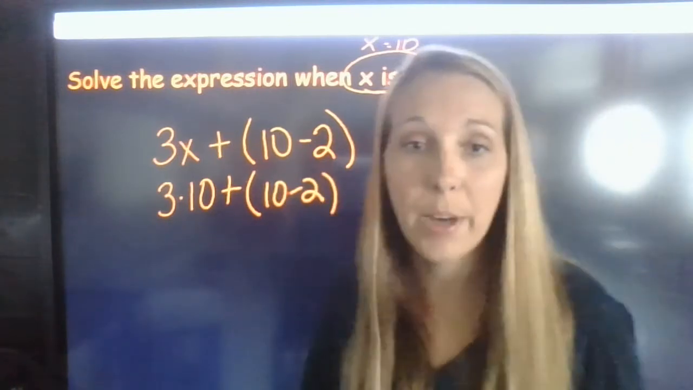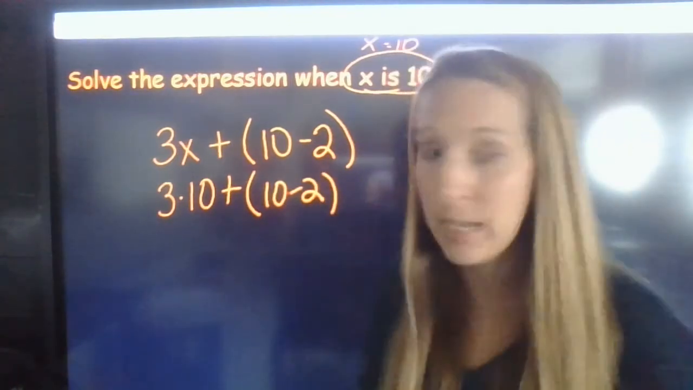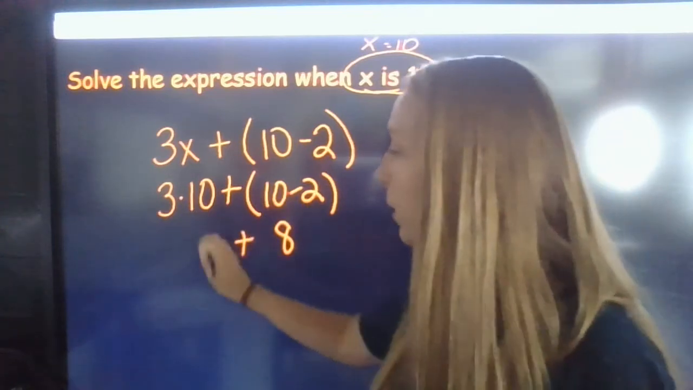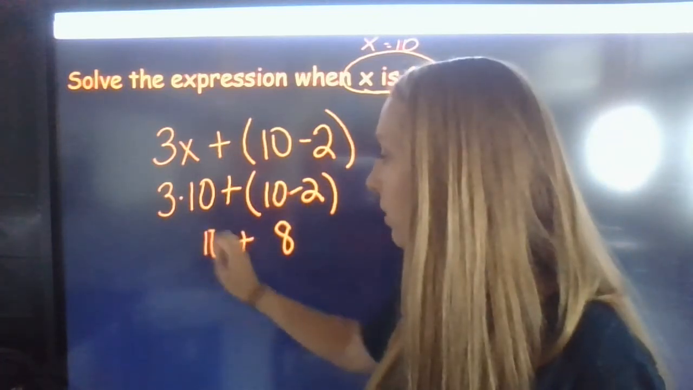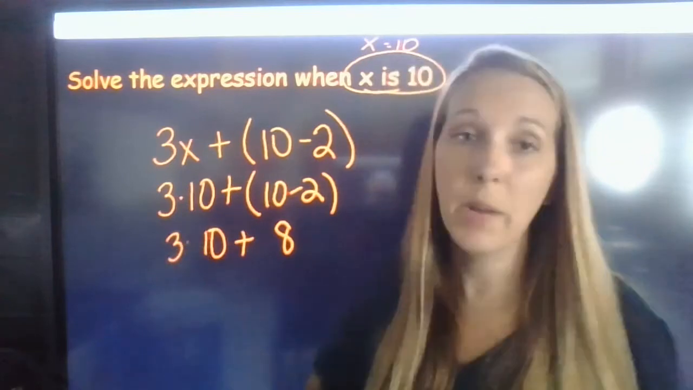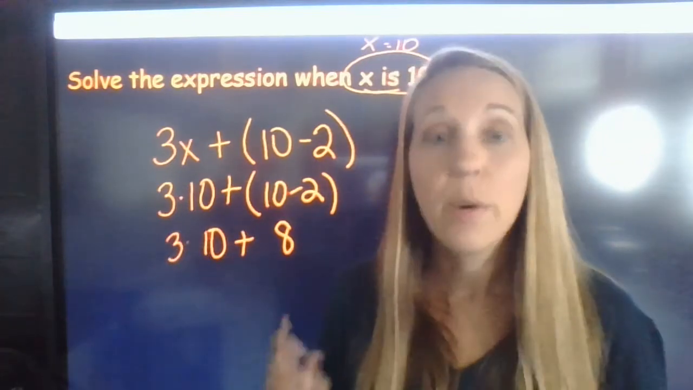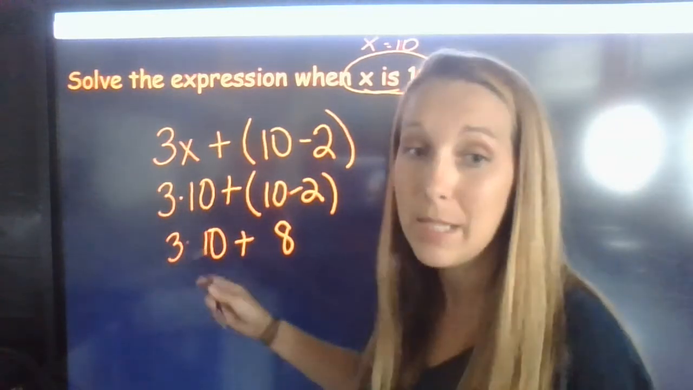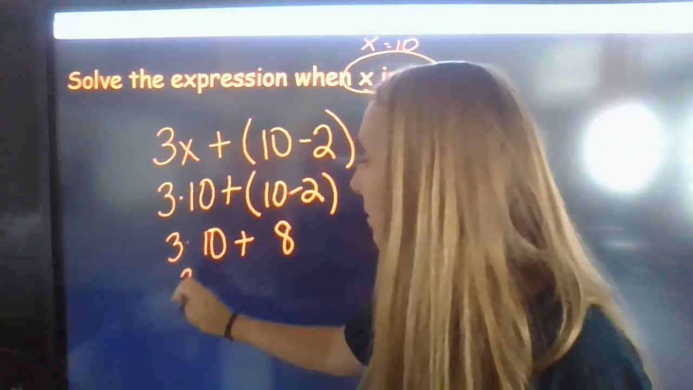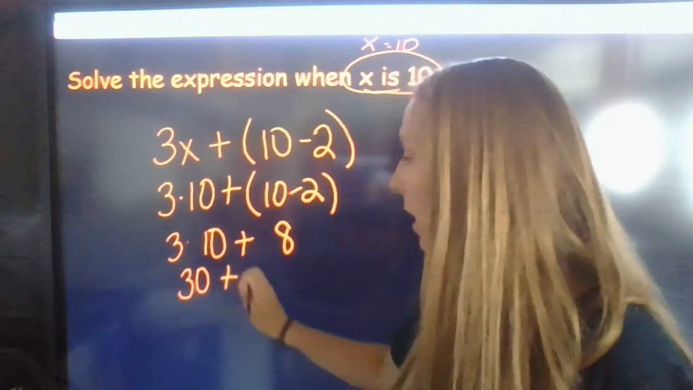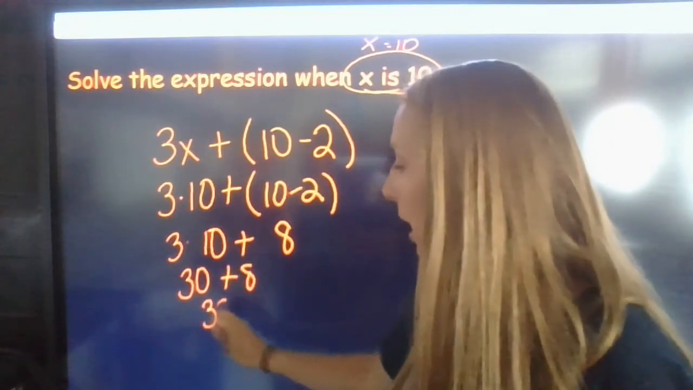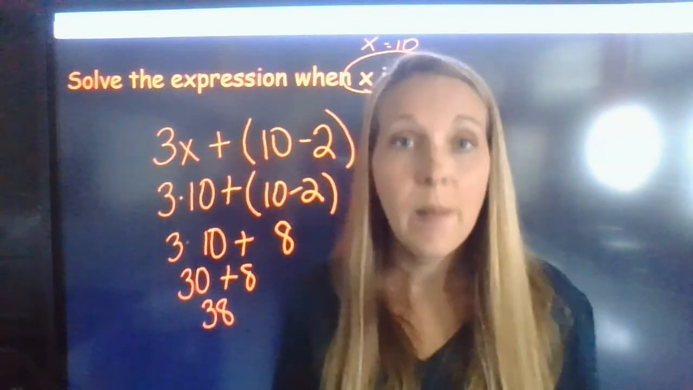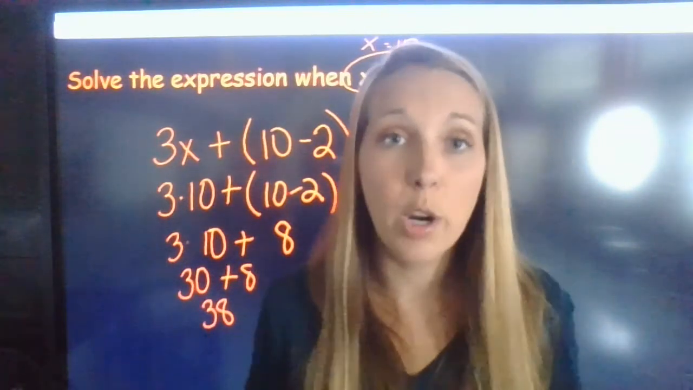All right, order of operations. Do I have parentheses? Yes. So we're going to put an 8 here because 10 minus 2 is 8. Then we're going to rewrite everything else. Do we have exponents? No. We do not have roots either. Do we have multiplication or division? Yes, we have 3 times 10. So 3 times 10 is 30, and then plus 8 is 38. So guys, make sure when you substitute in for these expressions that you still follow order of operations.